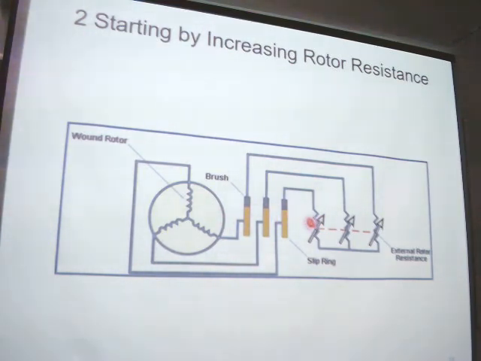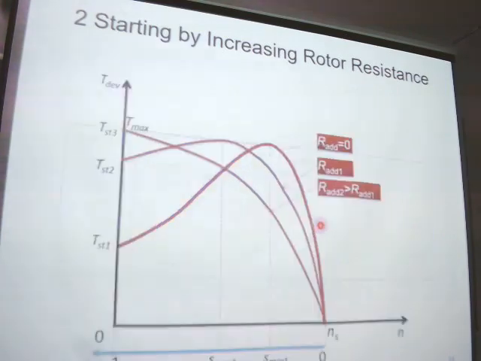By increasing the rotor resistance, we can change the torque speed curve. We have studied the curves earlier. Different resistances correspond to different starting curves. So for this method, we'll see the equation.